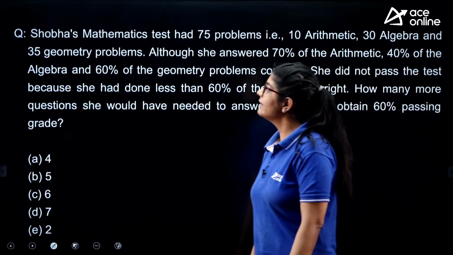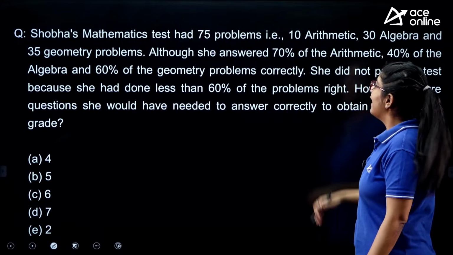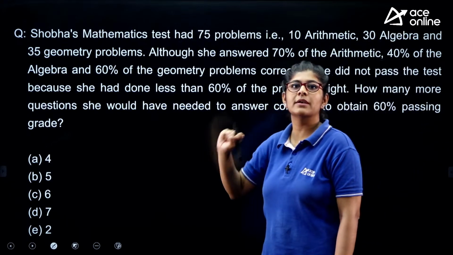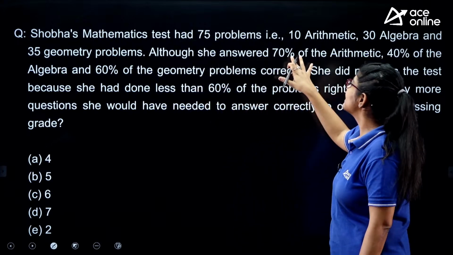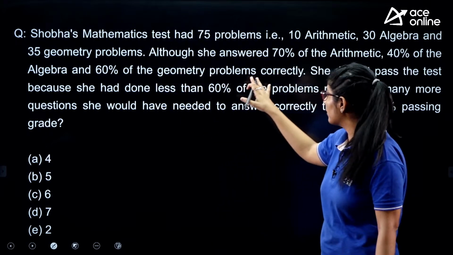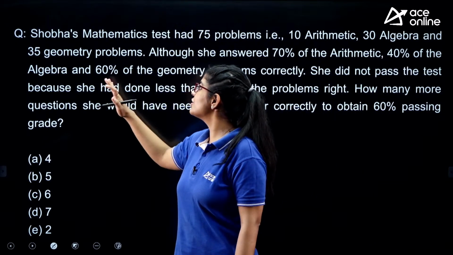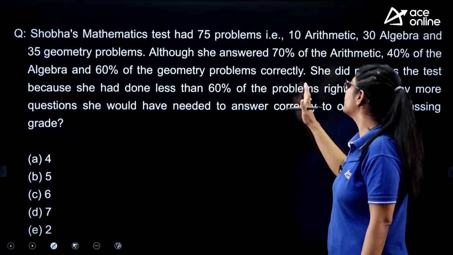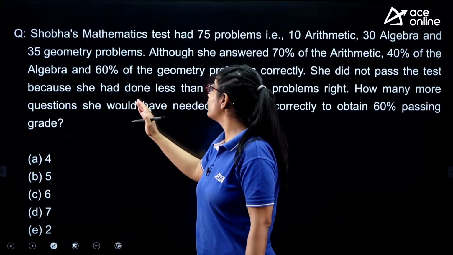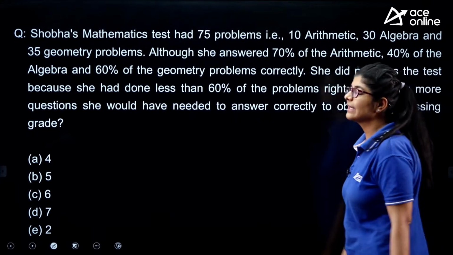The next question says that Shobha's mathematics test had 75 problems: 10 arithmetic, 30 algebra and 35 geometry problems. Although she answered 70% of the arithmetic, 40% of the algebra and 60% of the geometry problems correctly, she did not pass the test because she had done less than 60% of the problems right. How many more questions would she have needed to answer correctly to obtain a 60% passing grade?